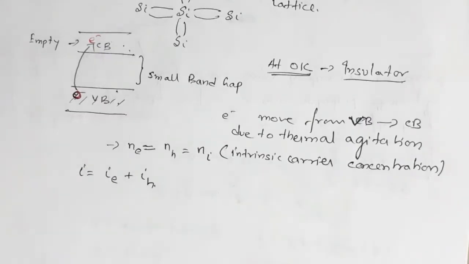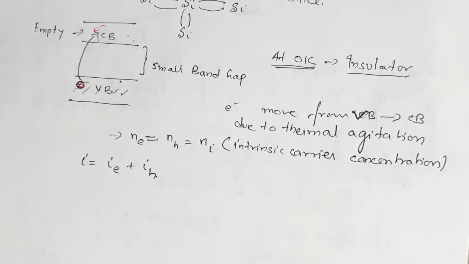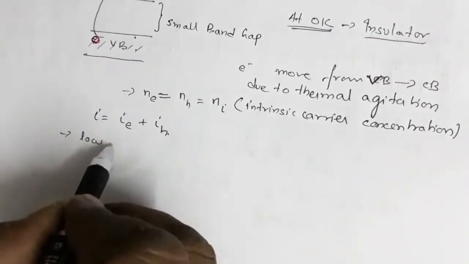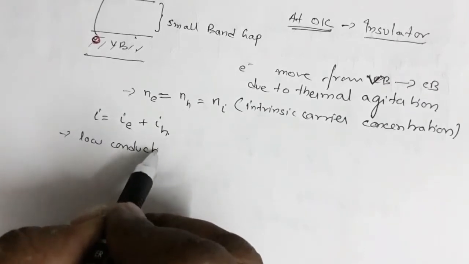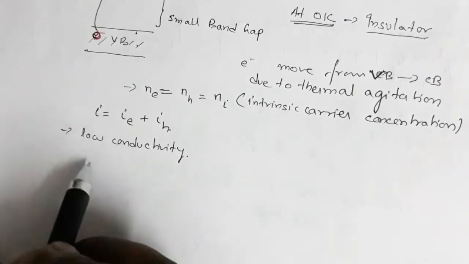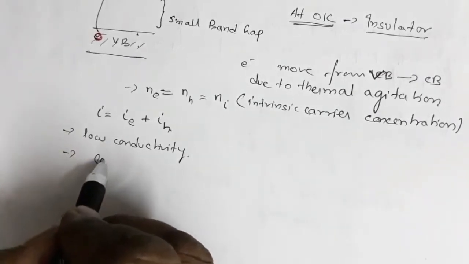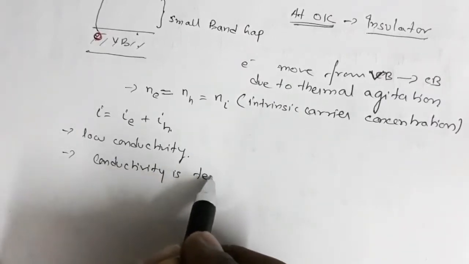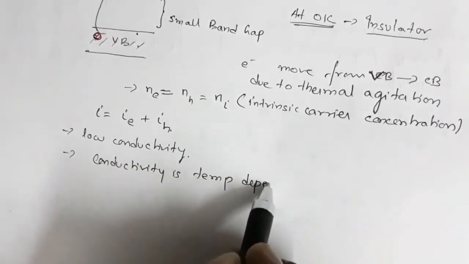Because of this, intrinsic semiconductors have some shortcomings. They can't be used for making electronic devices. What is the reason? One reason is they have low conductivity. The other thing is that the conductivity is temperature dependent.